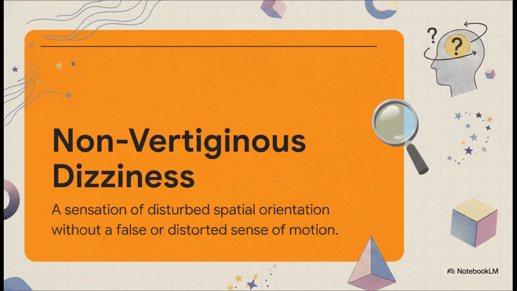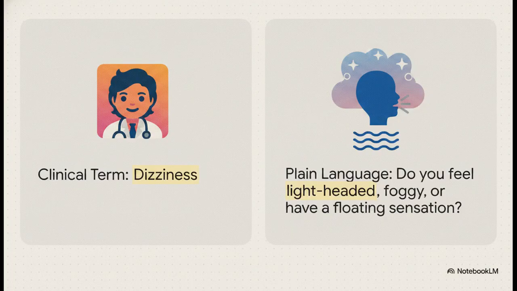Okay, next up is dizziness, and the distinction here is absolutely crucial. Dizziness is that sensation of disturbed spatial orientation without a false sense of motion. It's that feeling of just being off, but you don't feel like you or the world is actually moving. So how do you get a patient to describe this? Well, you ask about things like feeling lightheaded, foggy, or having a floating sensation.